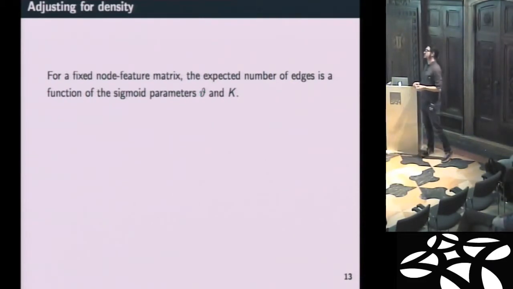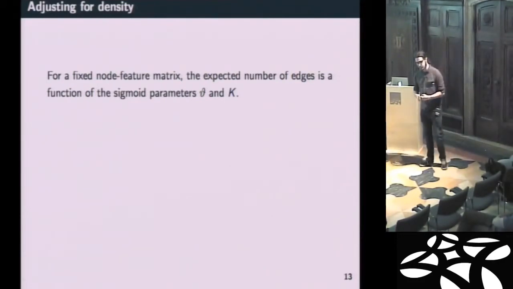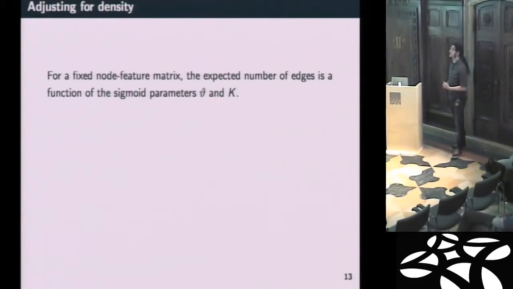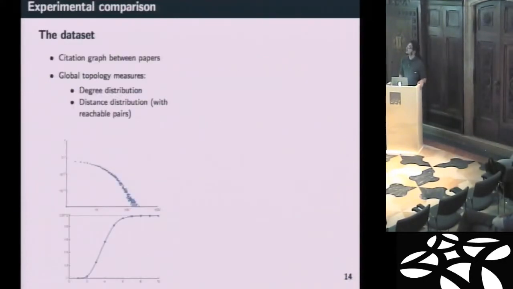The fact that we have those parameters is nice because we can adjust them given a wanted density for the graph. So if we want a graph with a given density, a given number of edges, then we can solve this equation numerically and get the parameters of the sigmoid in order to get the wanted density. This is what we did in practice, and this is an example.